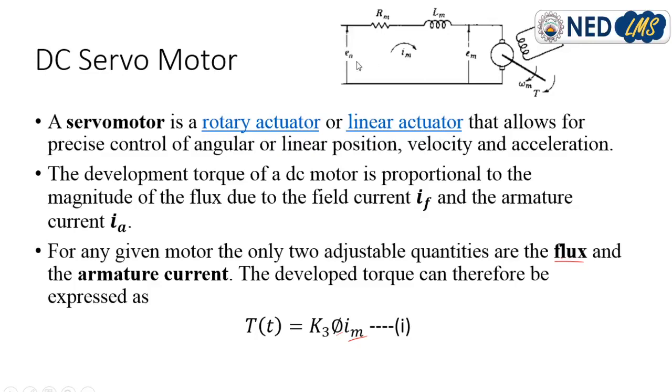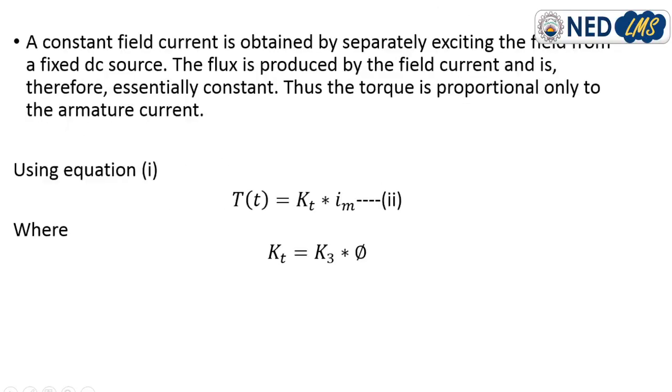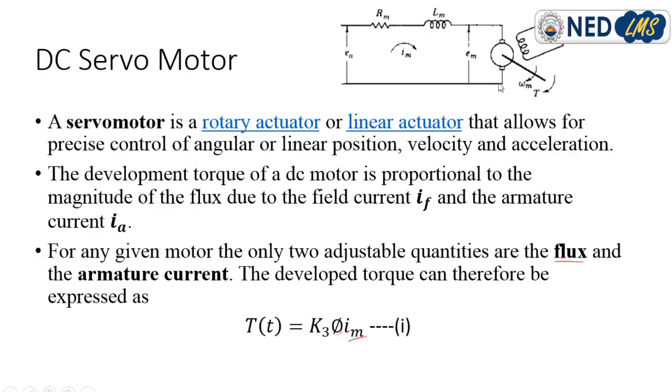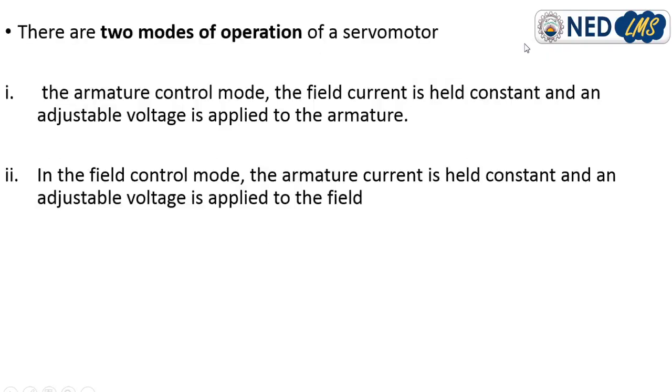Here we will perform the fixed field method, or armature control method. Here we will control the armature voltage and the armature current, and there will be a fixed DC source at the field winding. So a constant field is obtained by separately exciting the field from a fixed DC source. We applied a fixed DC source at the field winding, so the flux produced by the field current is therefore essentially constant.